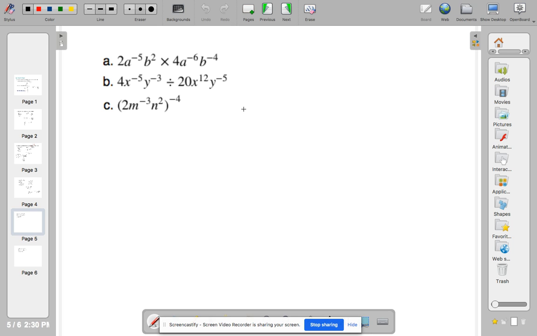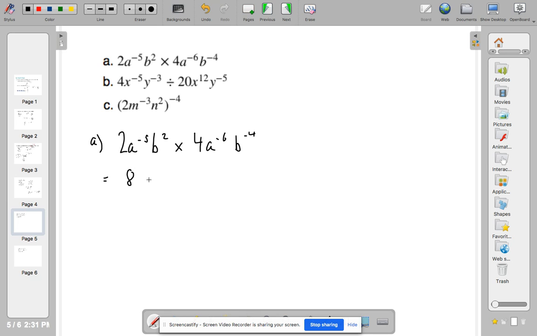Okay, let's get at some harder problems with negative indices. Let's look at question A to start with here. So I'll just write it out one more time. Here in the question we've got a mixture of numbers and also negative indices. So what we'll do is take the numbers first of all. We've got 2 times 4, so that's going to be 8. We'll just write that down, straightforward.